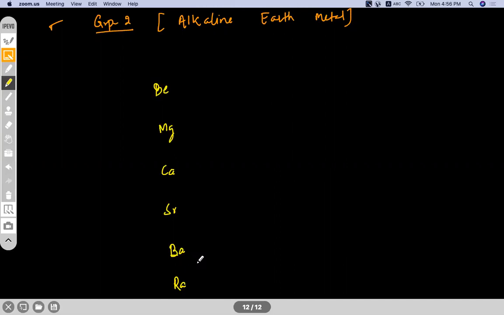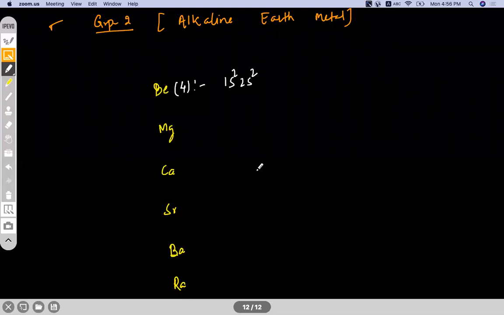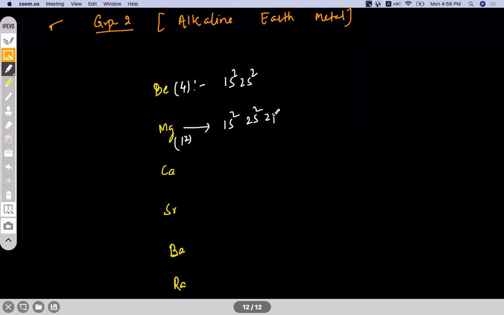Okay, these are the elements we have. If you look at the electronic configuration here, beryllium has 4 electrons, atomic number 4. So it is 1s2, 2s2 configuration. It belongs to the second period. Magnesium belongs to third period, atomic number 12. So it is 1s2, 2s2, 2p6, and 3s2. Similarly, for calcium, it is 4s2 outermost configuration. Strontium, it is 5s2, and so on.